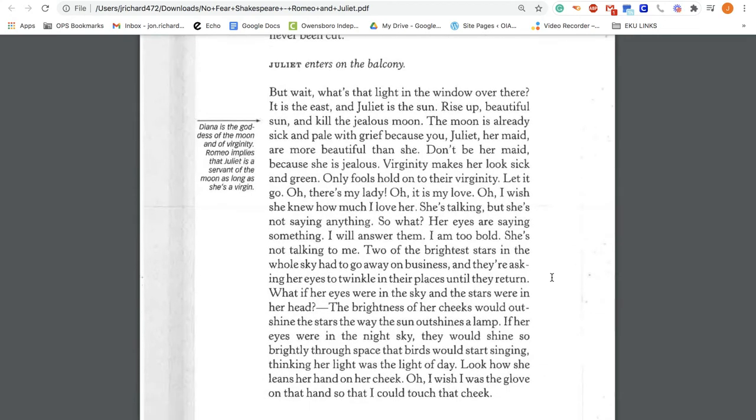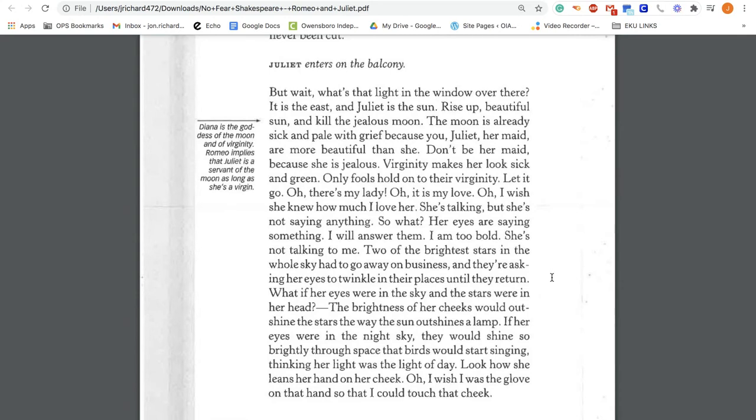But wait, what's that light in the window over there? It is the east, and Juliet is the sun. Rise up, beautiful sun, and kill the jealous moon. The moon is already sick and pale with grief because you, her maid, are more beautiful than she. Don't be her maid because she is jealous. Virginity makes you look sick and green. Only fools hold on to their virginity. Let it go.